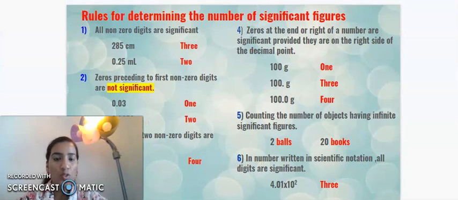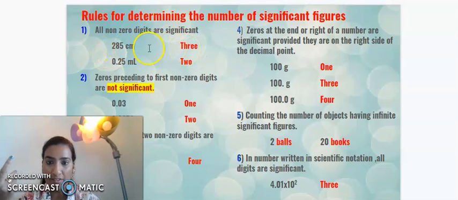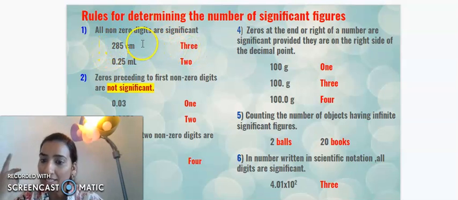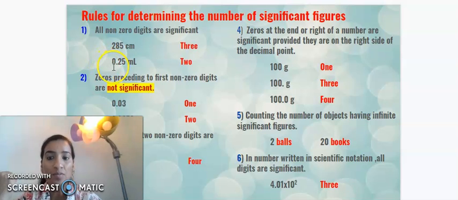So next is the rules for determining the number of significant figures. It's very easy. First, we have to count all non-zero digits, and they are significant. So all the non-zero digits are significant. There are 3 significant figures in 285 centimeter. Here, in 0.25 milliliter, there are only 2 significant figures. This 0 will not be considered.